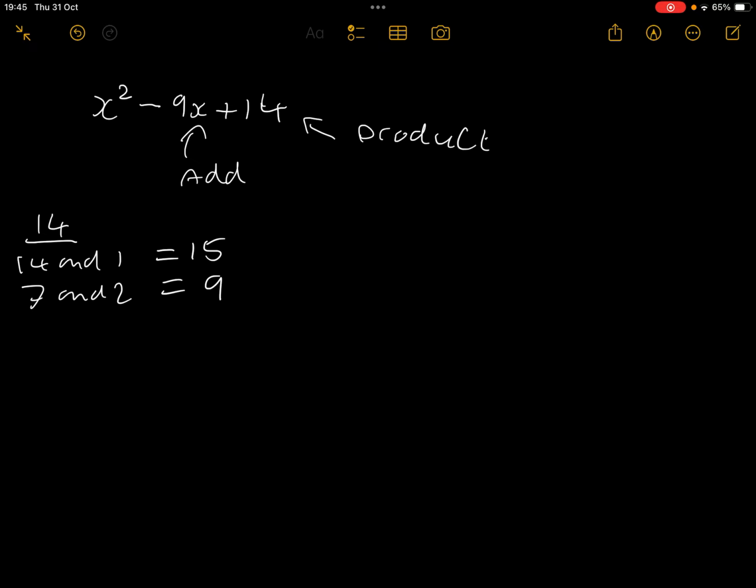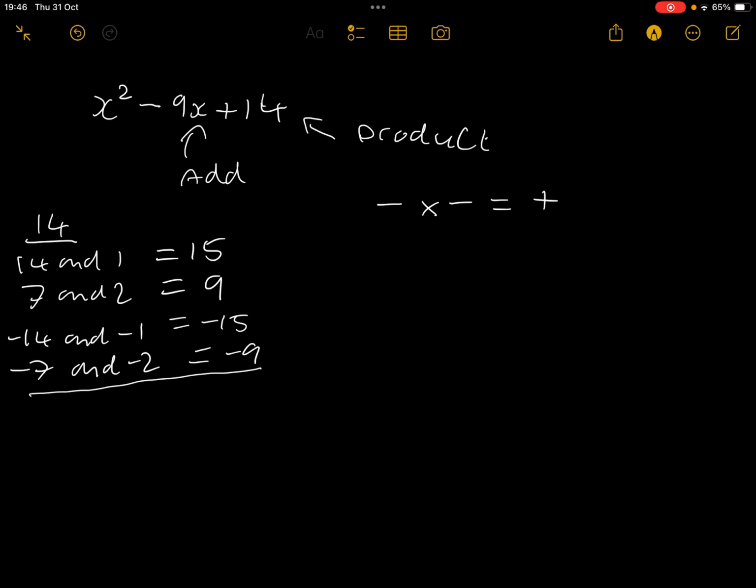But wait, we've only actually produced our positive values. Remember that you can also have negatives that produce 14. So you can have minus 14 and minus 1, and you can have minus 7 and minus 2. Because remember, the key thing to remember is that two negatives equal a positive. So if we go through all these, the only one that hits the number before the x, which hits both of these, is the bottom one, minus 7 and minus 2.